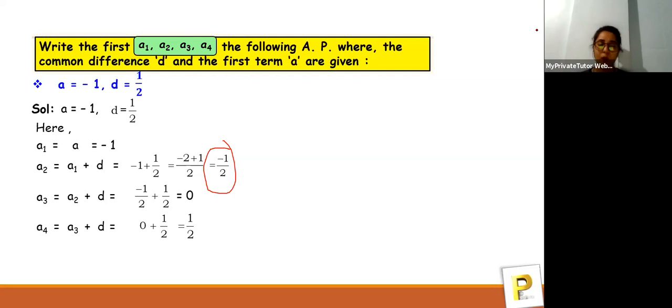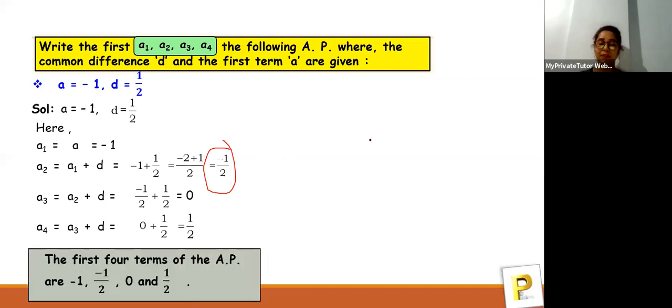Okay, so you guys tell me now what will be the A5 term. They've not asked in the question, but tell me what will be the A5. What will be the fifth term of this series? Okay, so the fifth term will be 1 by 2 plus 1 by 2. That will be 2 by 2 and 1 is your answer. Okay, so in this way you have to find the next terms as well. So the first four terms of the AP will be minus 1, which is already given. Then we found minus 1 by 2, 0, and 1 by 2 is our answer.